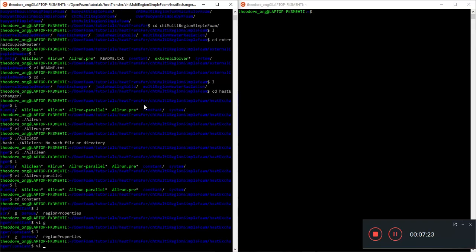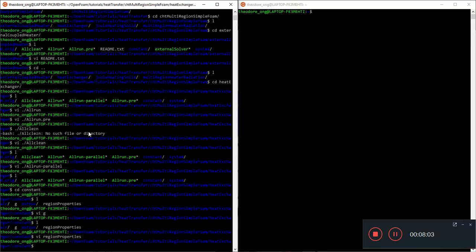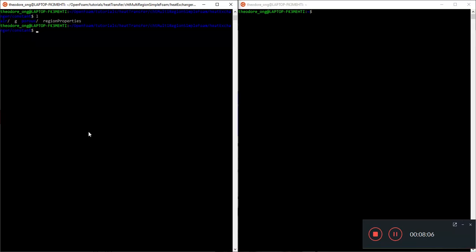Okay, so let's look at region properties. All right, we have air and porous, which basically are under the fluid category. So you treat the air as a fluid, and you treat this region called porous as fluid. Normally with chtMultiRegionSimpleFoam, you're able to treat multiple regions. You can have solid and fluid in the same simulation. So you have to tell OpenFoam which region is solid and which region is fluid. In this case, both are treated as fluid, so it will use all the Navier-Stokes equations in order to solve whatever is in there.